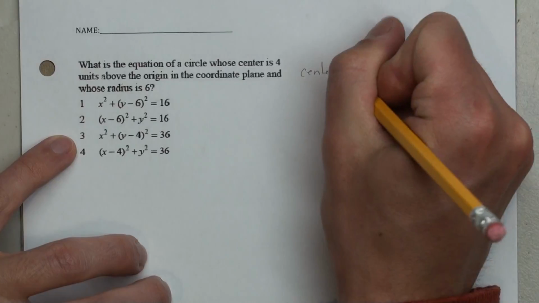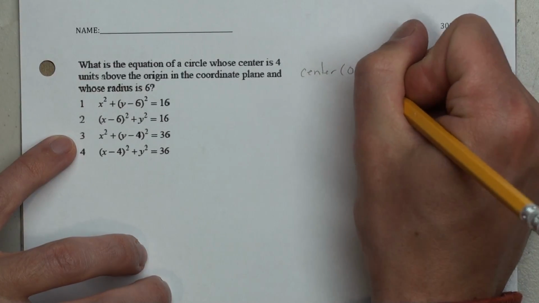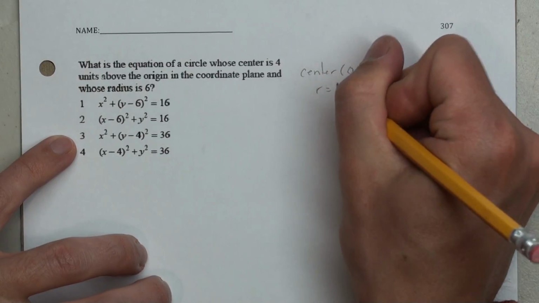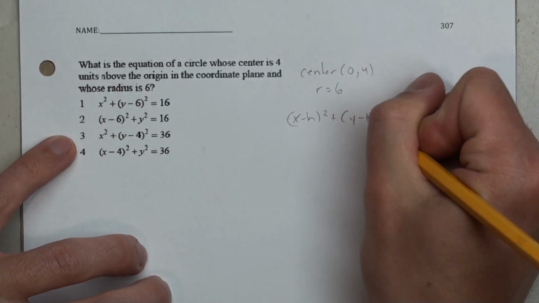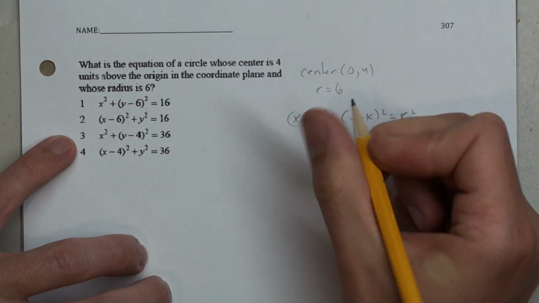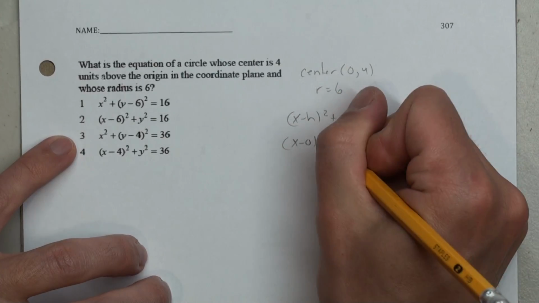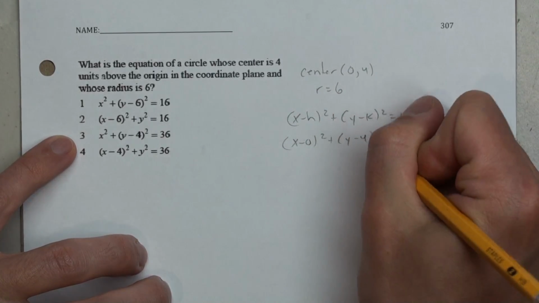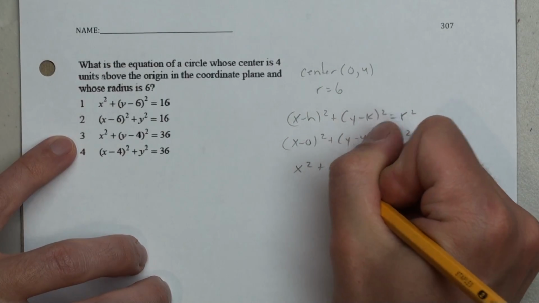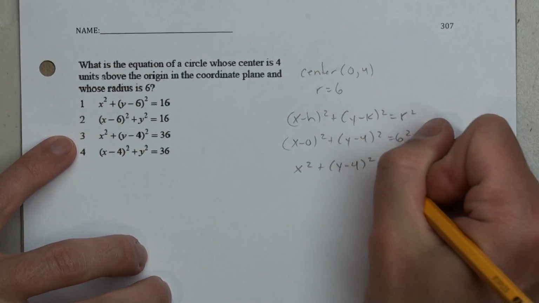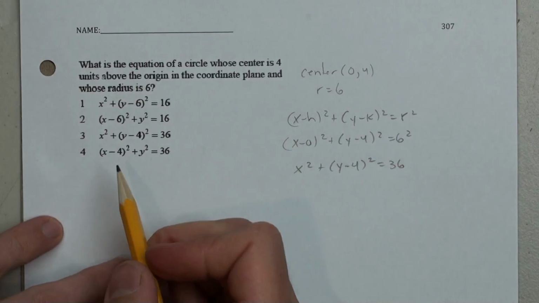So the center would be (0, 4). Radius is 6. So we get x squared plus (y minus 4) squared equals 36.